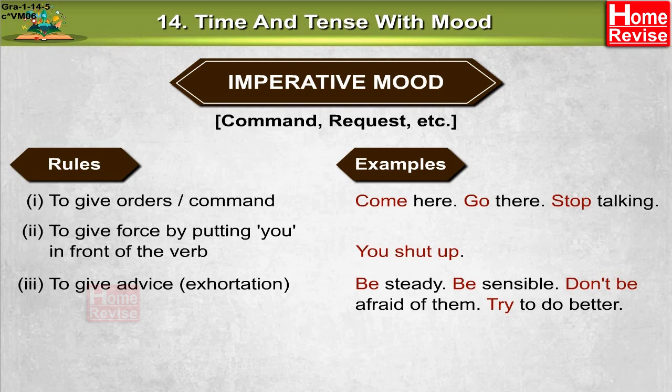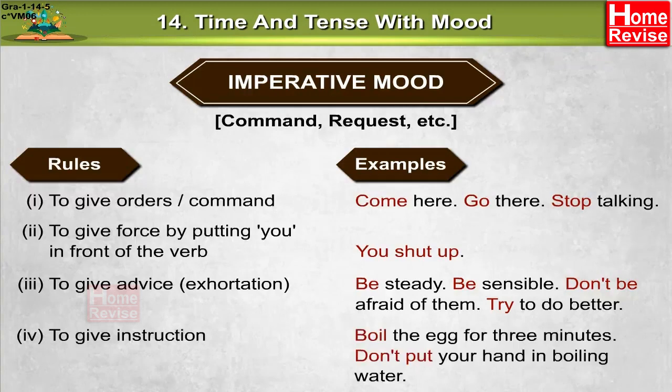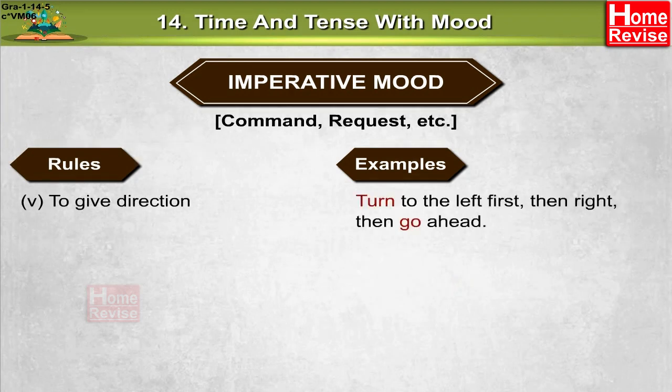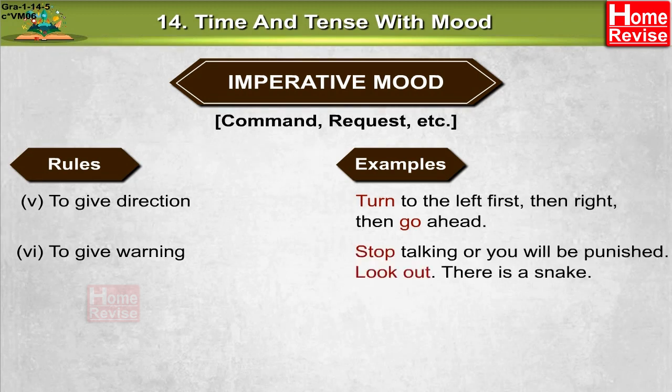Try to do better. Fourth, to give instruction. Boil the egg for 3 minutes. Don't put your hand in boiling water. Fifth, to give direction. Turn to the left first, then right, then go ahead. Sixth, to give warning. Stop talking or you will be punished. Look out, there is a snake.